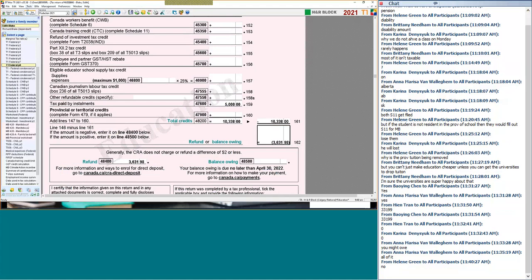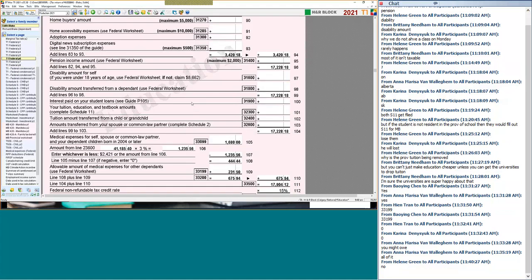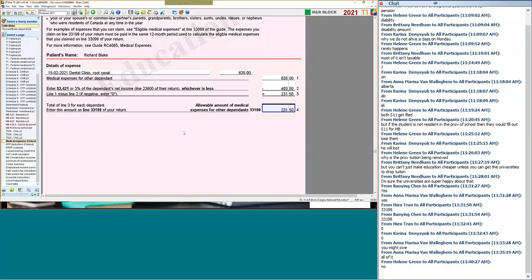And then I want to really quickly show you the medical expense line. Medical expenses, she's going to have for herself $1,680 reduced by her income, and then the dental bill is not going to go on line 33099. The dental bill is going to be done on the worksheet. So I'm going to show you the worksheet. Dental clinic minus 3% of Richard's net income allows an additional $231.50.